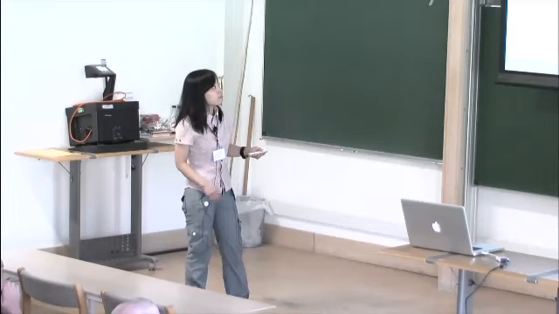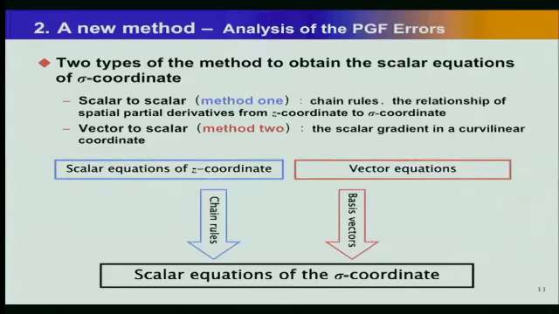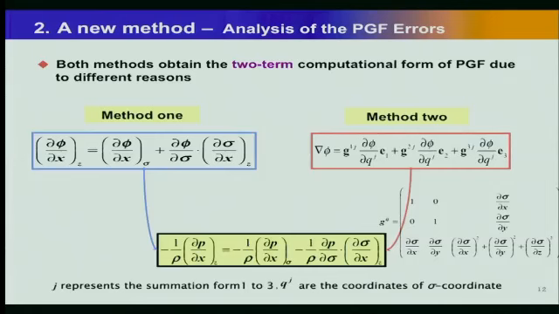Actually, there are 2 types of method of obtaining the scalar equations of the sigma coordinate. The first one, we go from the scalar equations of z coordinate to the scalar equations of the sigma coordinate by chain rules. That is the special partial derivative from the z coordinate to the sigma coordinate. And the other kind, we start from the vector equations of the atmosphere or ocean, and we use the basis vectors of the sigma coordinate to expand that vector equations. So we got the scalar equations of the sigma coordinate. But both methods will bring the 2-term computational form of PGF due to the different reasons.